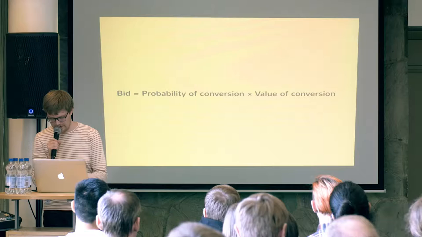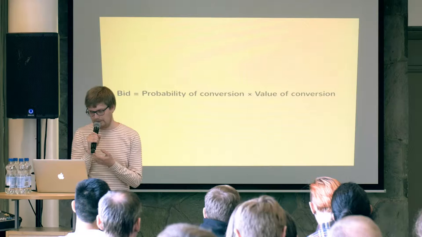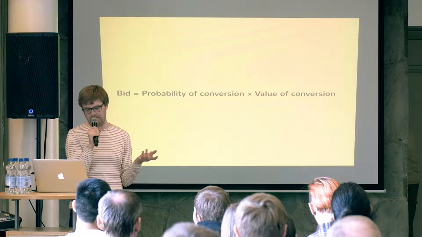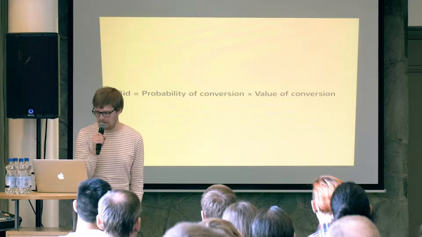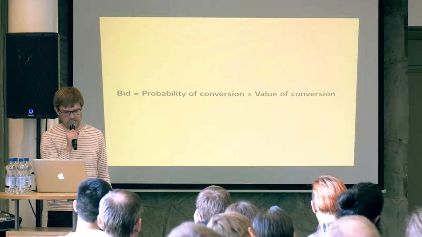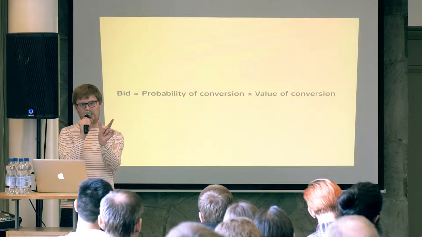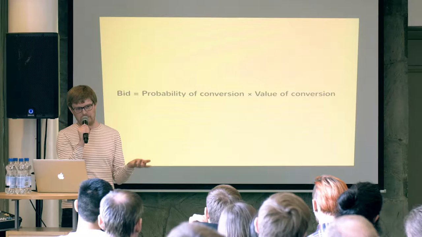And what should the bid be then? This is kind of a tautology, but in a sense, the bid should be the probability that when someone sees an ad, they make a conversion, for example, they buy something, times the value of someone making that. The nice thing here is that Facebook will, if you want, do this for you, so that you only say that this is the value of the purchase, the final end product, and Facebook will estimate the probability of conversion based on how the users are behaving.